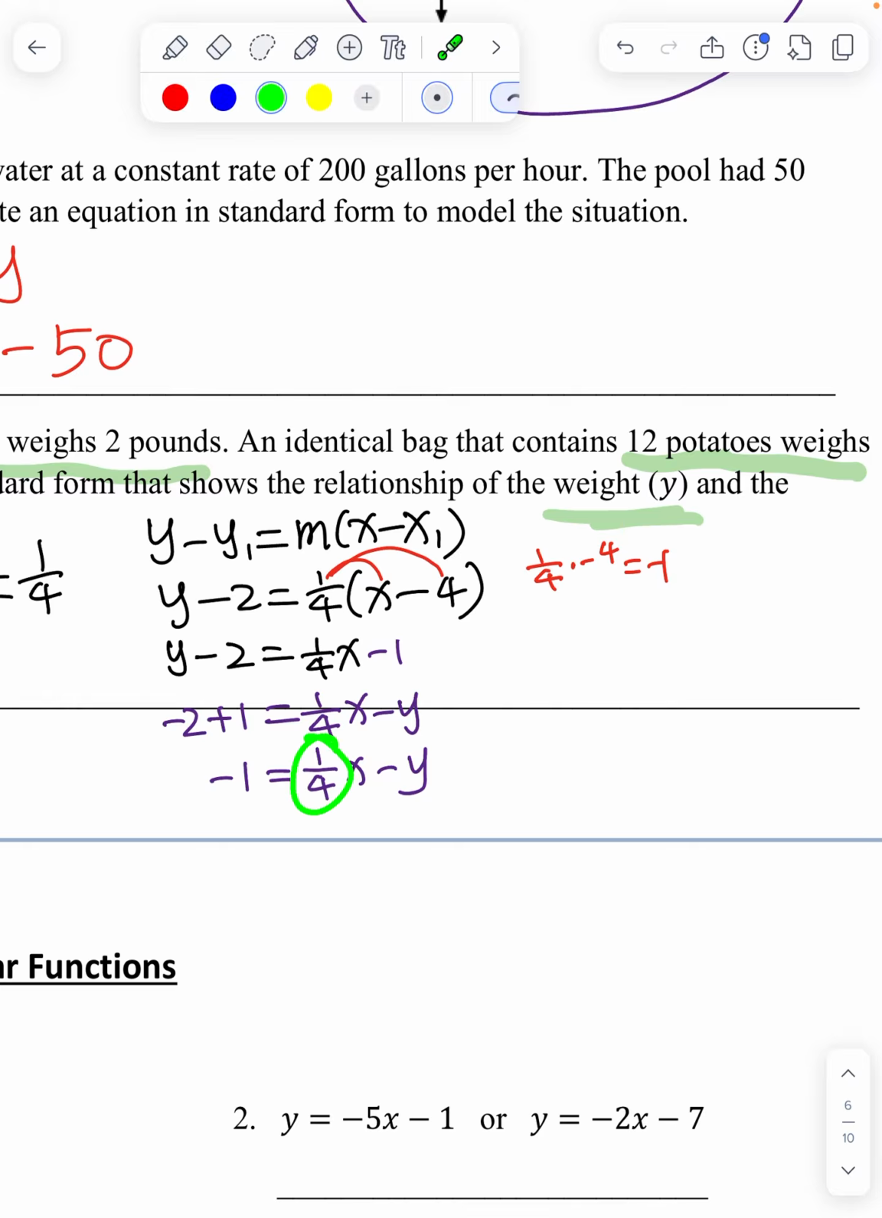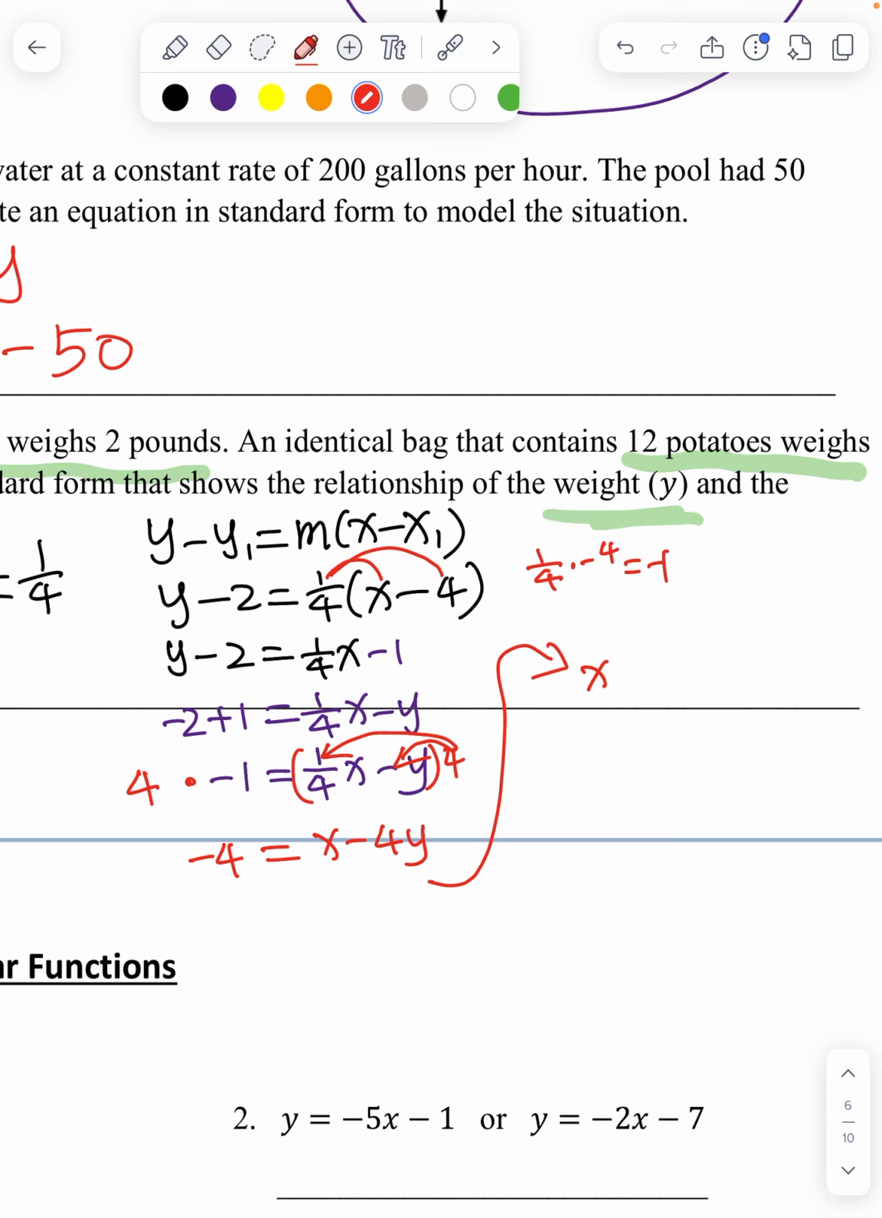Remember, fractions are not allowed. So we're going to multiply by 4 on both sides. So this is negative 4 equal to x minus 4y. So 4 times 1 over 4, that's 1. 4 times negative y, that's negative 4y. So now I can finally say x minus 4y equal to negative 4. Standard form. Done.